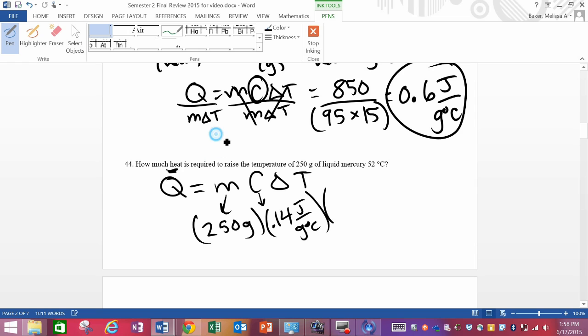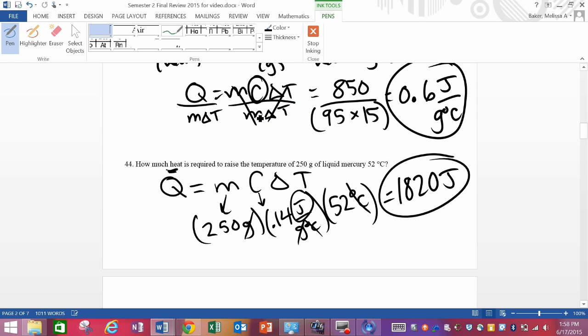I'll show you how the units cancel out. And we're increasing the temperature by 52 degrees. So degrees Celsius cancels out, grams cancels out, we're going to be left with joules. Multiply these. It takes 1,820 joules to heat up that mercury.